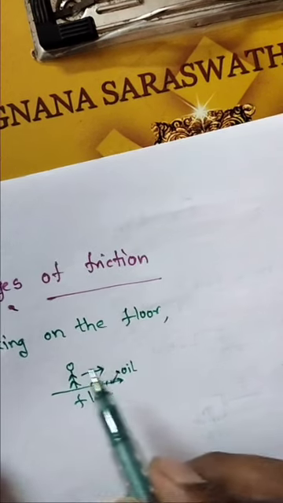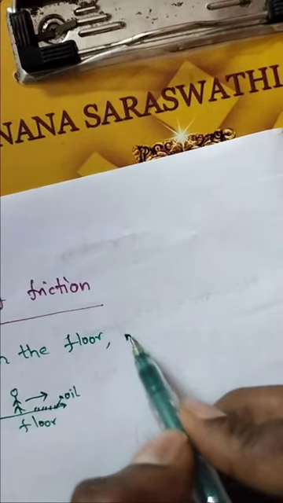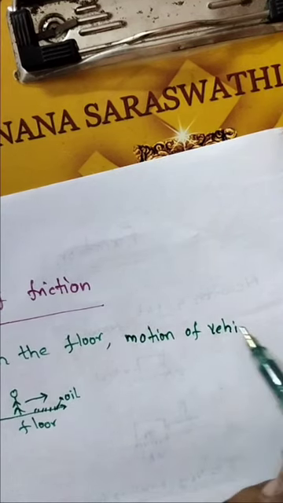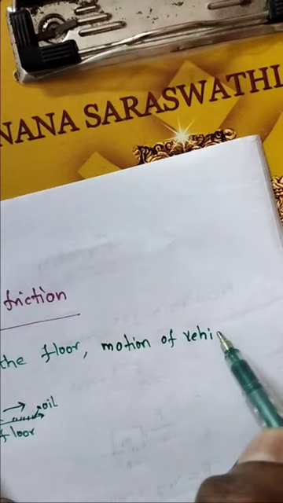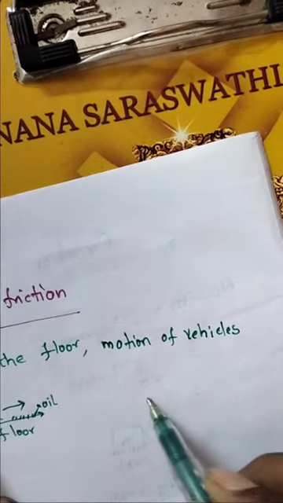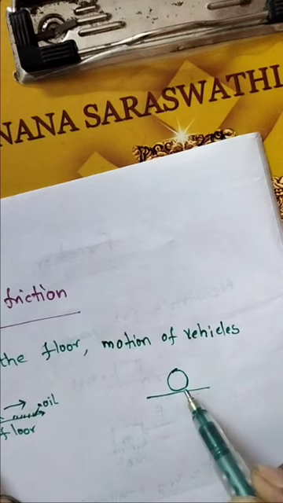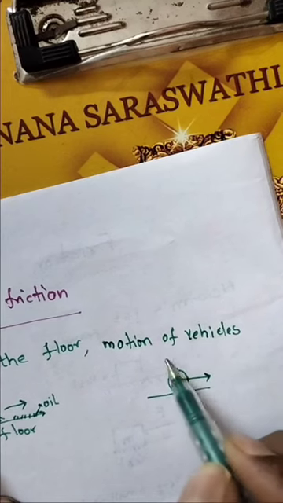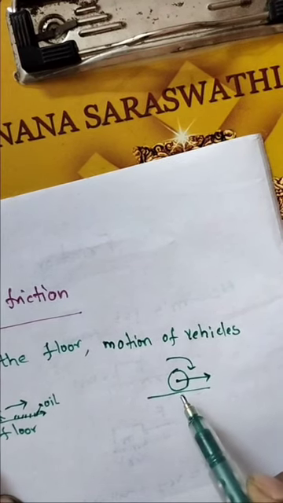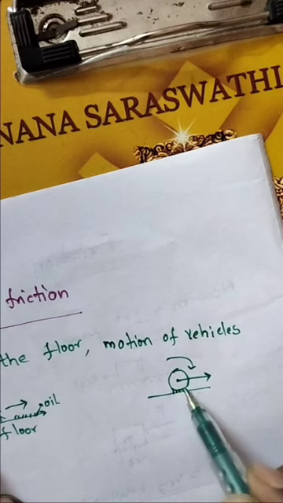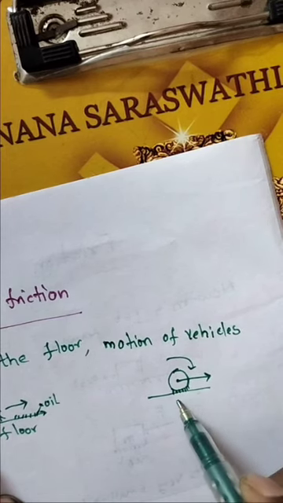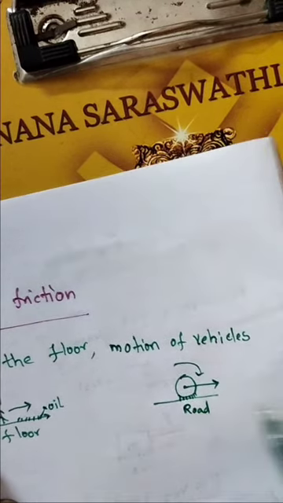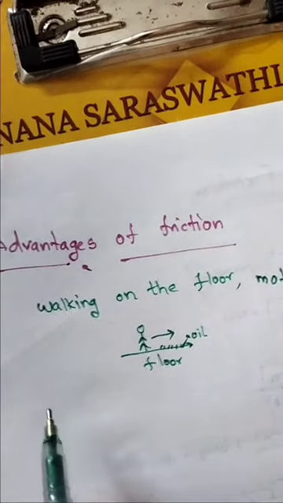And motion of vehicles. Without friction there is no motion of vehicles. Suppose let us take a car tire. The car tire is moving in a particular direction. Suppose suddenly brakes are applied, what happens? This is a contact surface, and the tire and the road both act. So due to friction the car tire will be stopped. So this is one of the advantages.